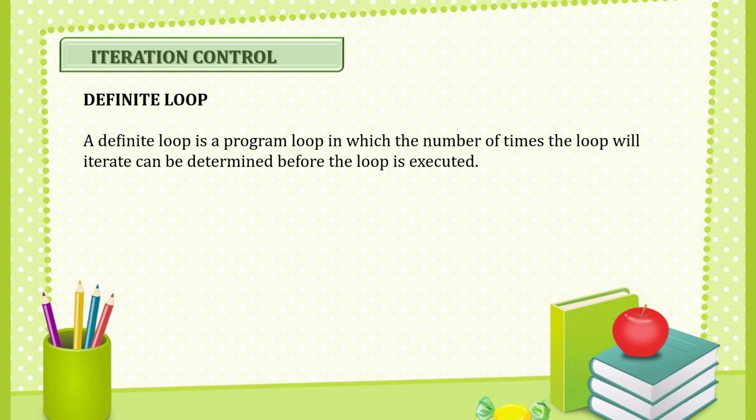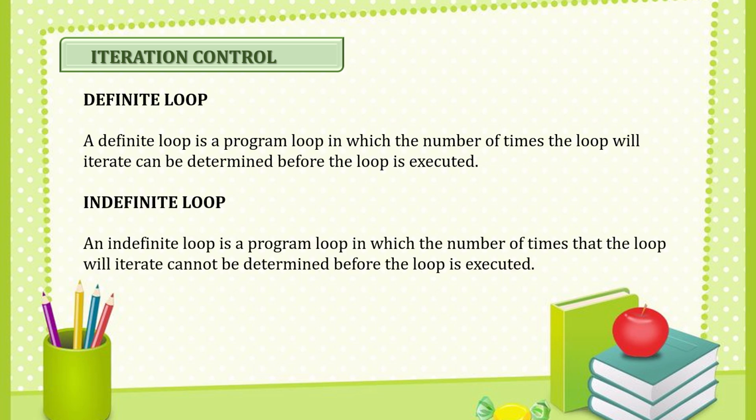But in the case of an indefinite loop, we can't determine how many times that particular loop will be executed. So it was given as a definition here. An indefinite loop is a program loop in which the number of times that the loop will iterate cannot be determined before the loop is executed.